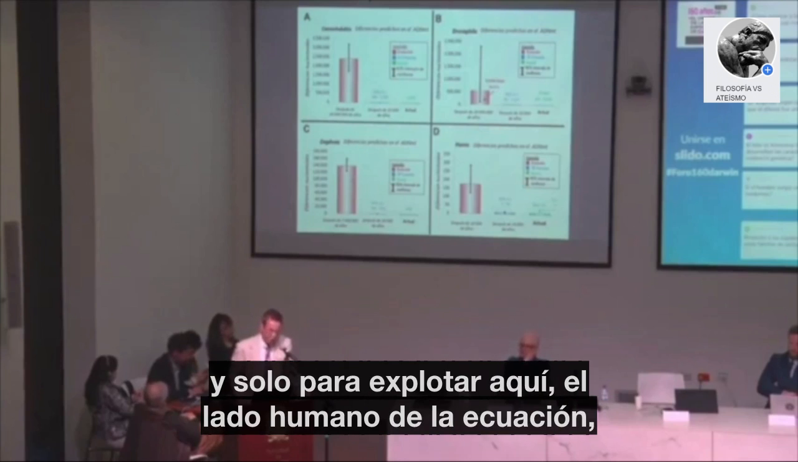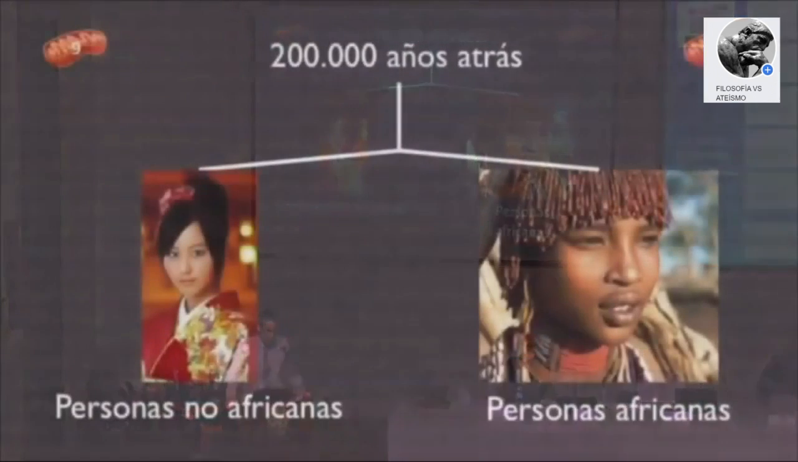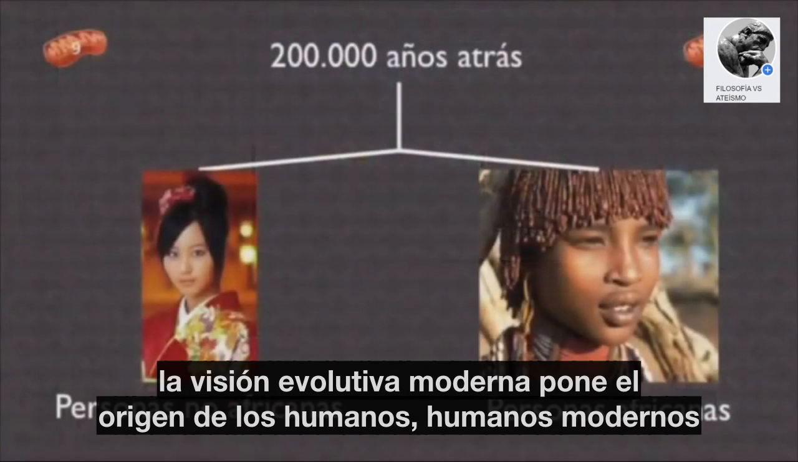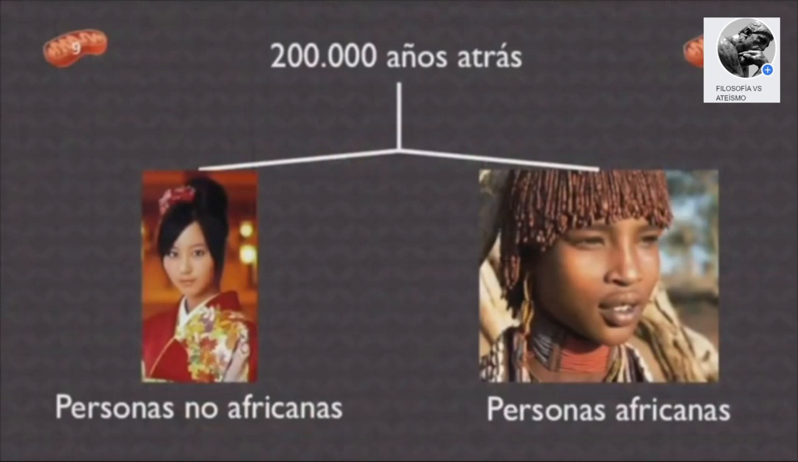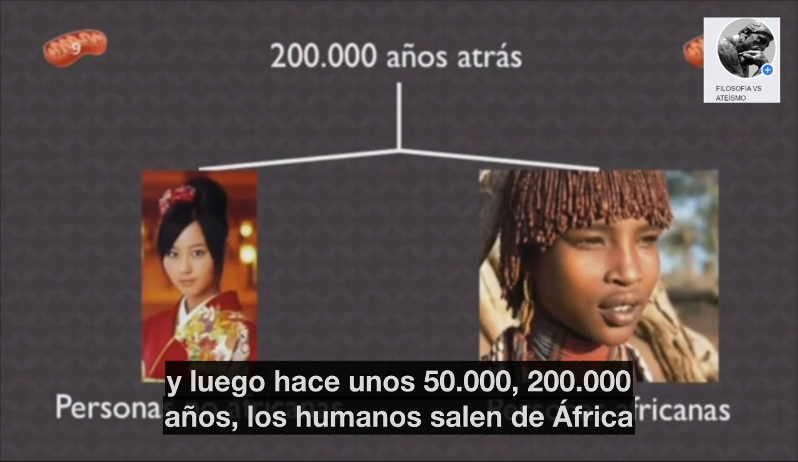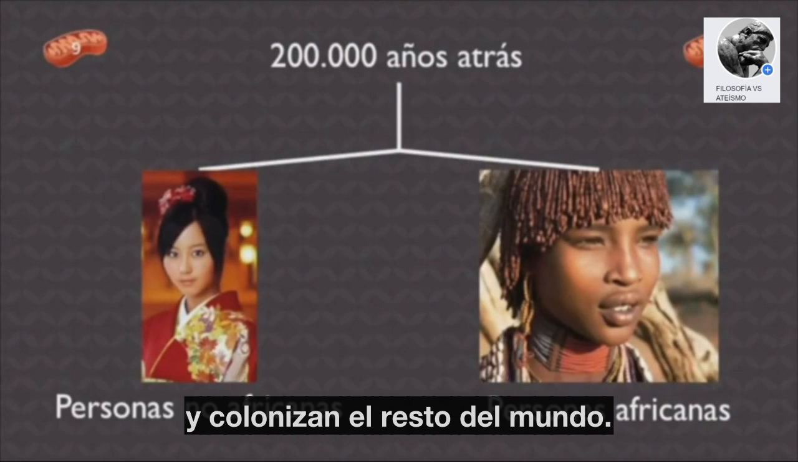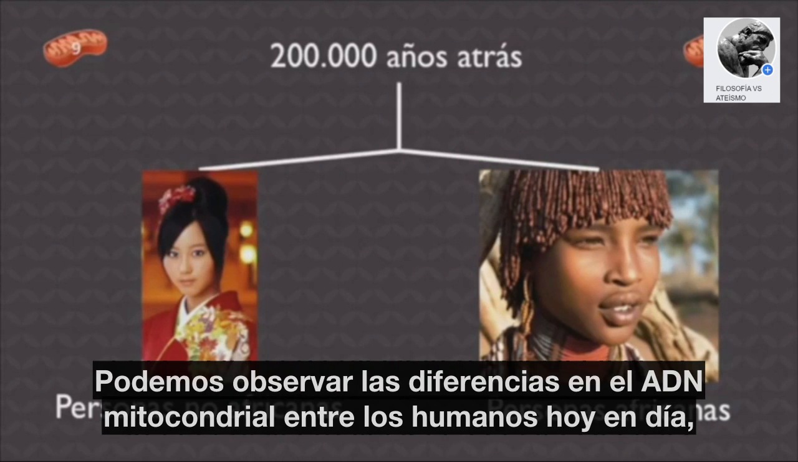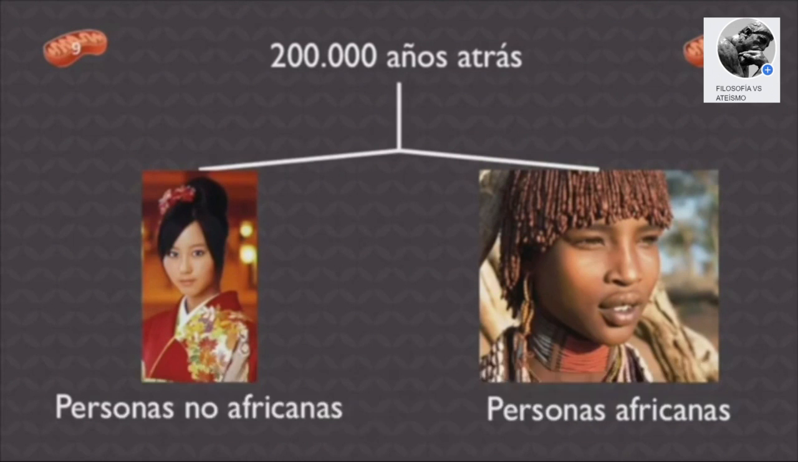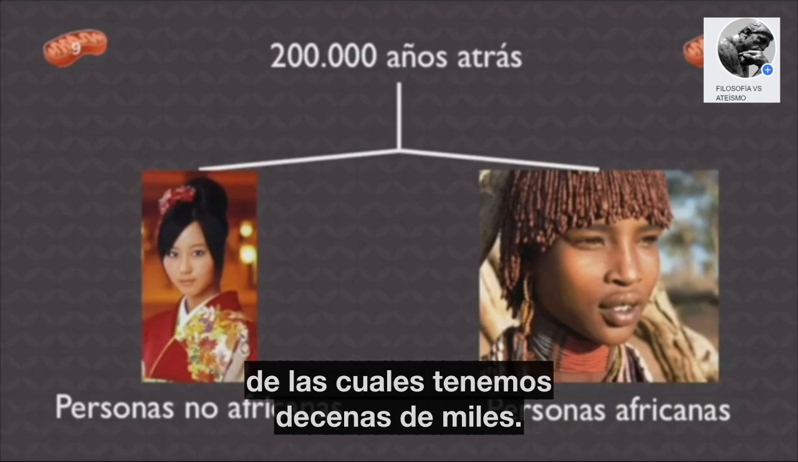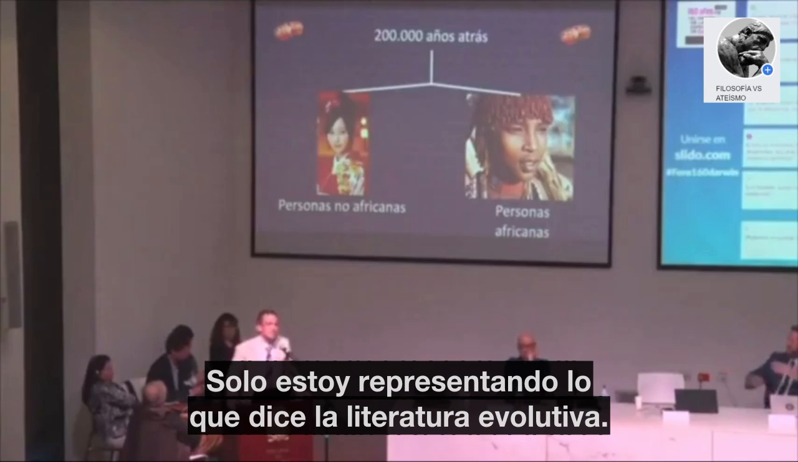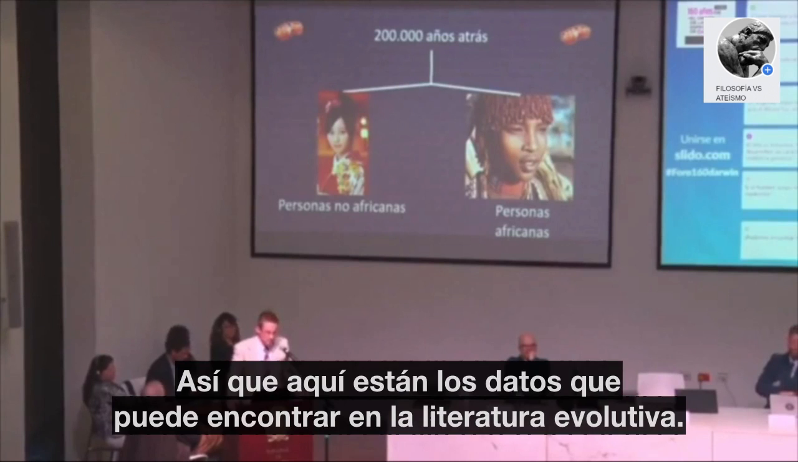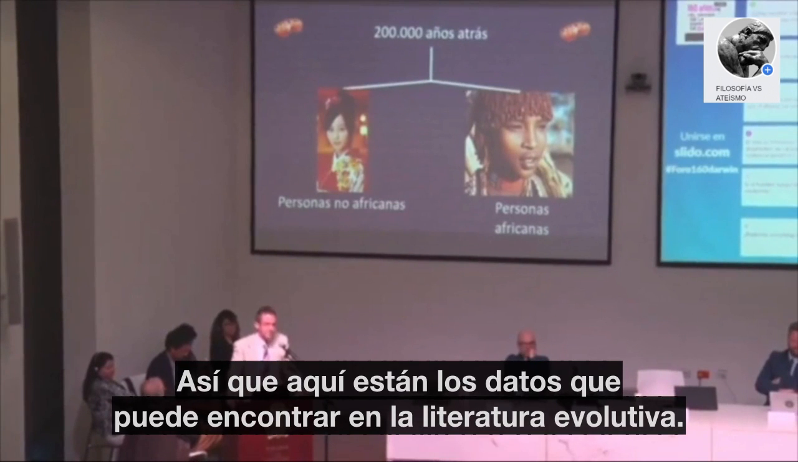And just to blow up here the human side of the equation, the modern evolutionary view puts the origin of humans, modern humans, about 200,000 to 300,000 years ago in Africa, and then about 50,000 to 100,000 years ago, humans come out of Africa and colonize the rest of the globe. We can look at the mitochondrial DNA differences among humans today, of which we have tens of thousands. I'm just representing what the evolutionary literature says. So, here's the data that you can find in the evolutionary literature.